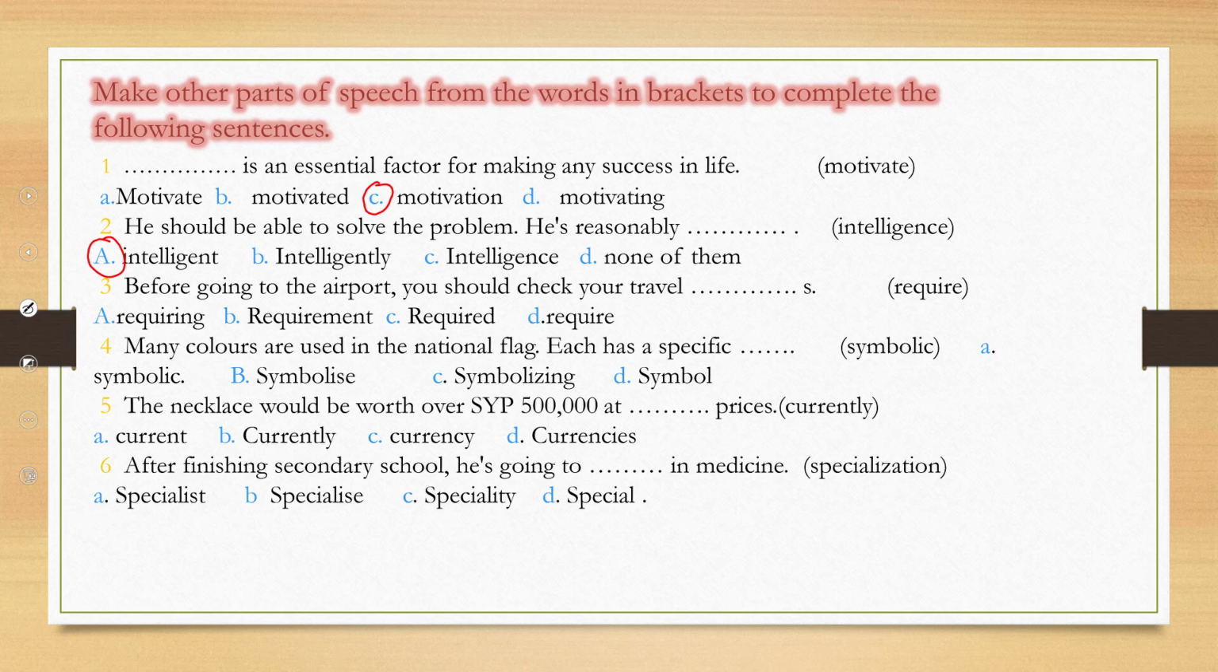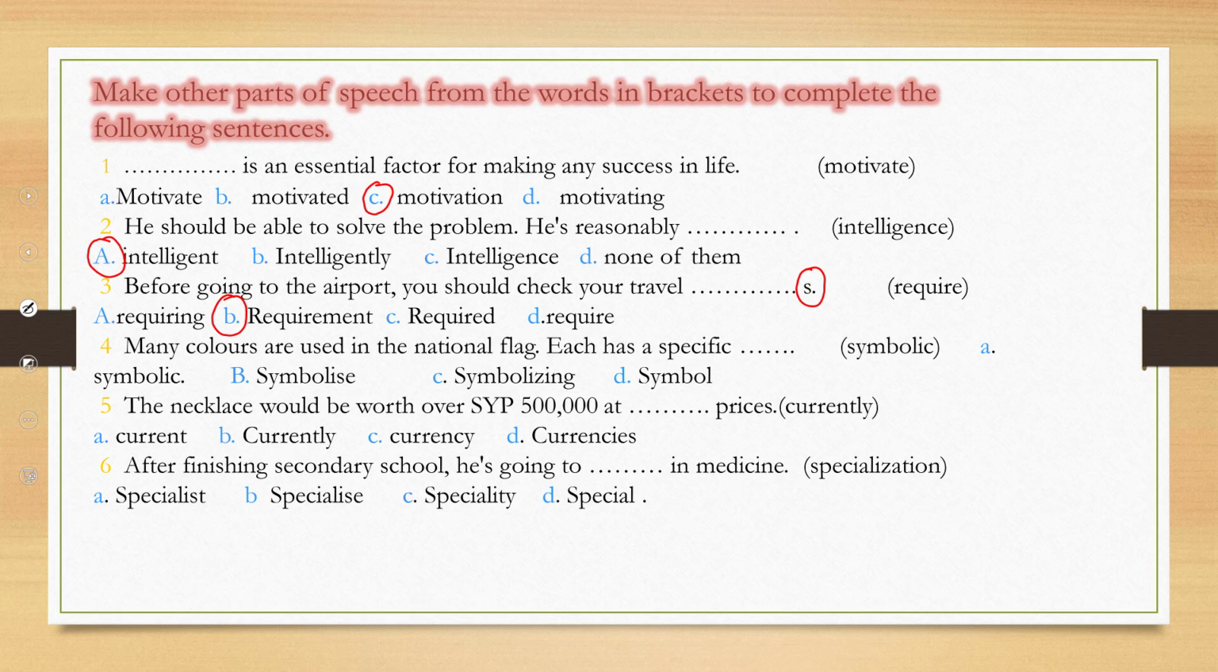Number 3, before going to the airport, you should check your travel. What do we have here? Here we have this S that tells us that it's a noun. From require, I should use requiring, requirement, required, or require. Yes, of course, it should be letter B, requirements. So before going to the airport, you should check your travel requirements.